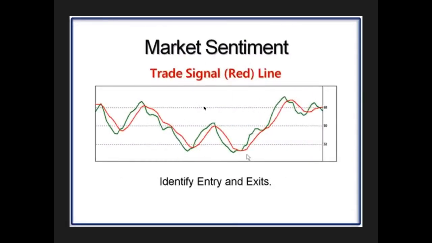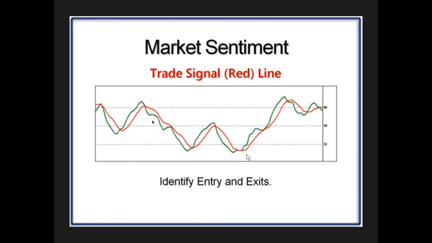So here is the red signal line. This is what we use to identify our entries and exits. If this is your price, your RSI line, this cross is what we look for. It's one of our confirmations on the TDI. We look for our RSI crossing the signal line to give us an entry for a buy like this, or a crossing down like this to give us an entry for a sell.